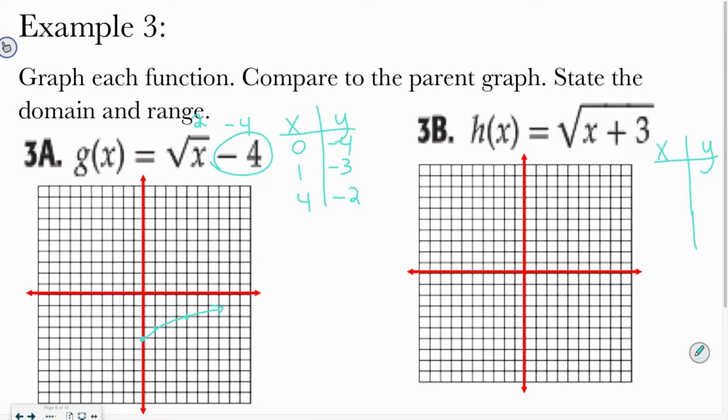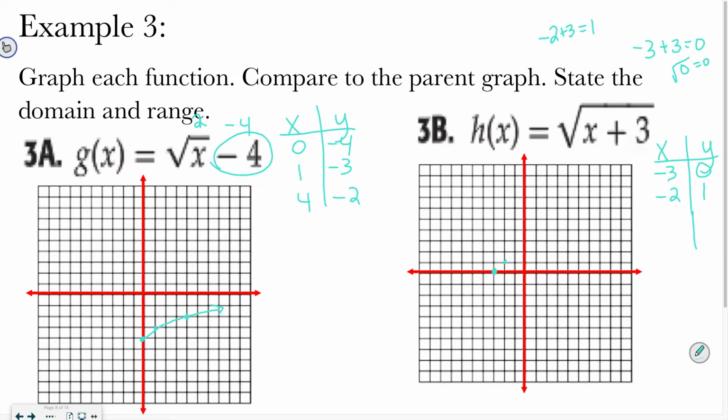How would I get to the square root of 0? What plus 3 gives me a square root of 0? If I plug in negative 3, I would have negative 3 plus 3. That's 0. The square root of 0 is 0. How would I get to a square root of 1? I would need to do a negative 2, right? Because negative 2 plus 3 gives me 1. And the square root of 1 is 1. So then I can go negative 2, 1.